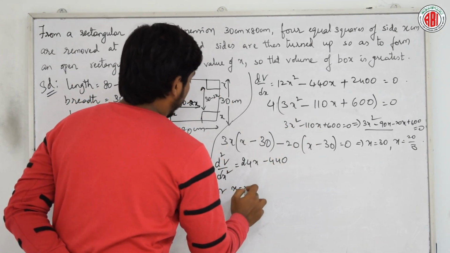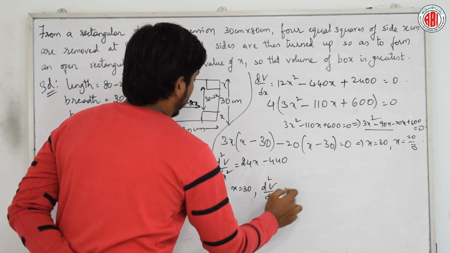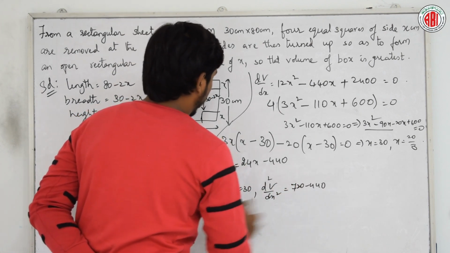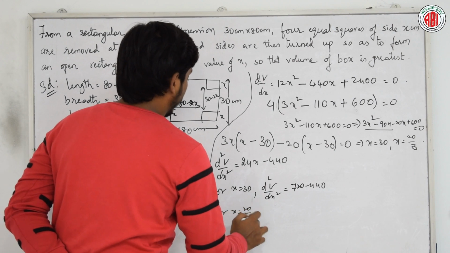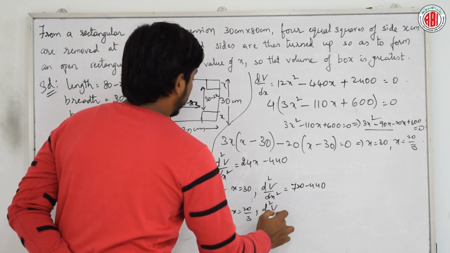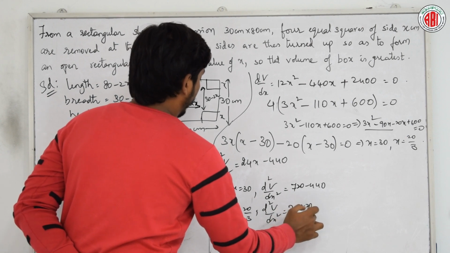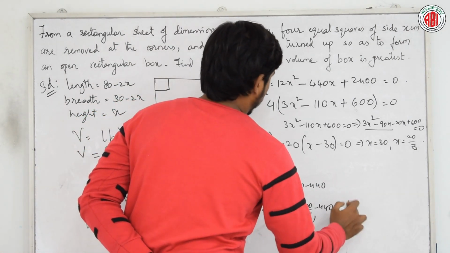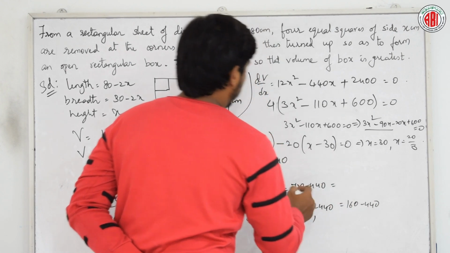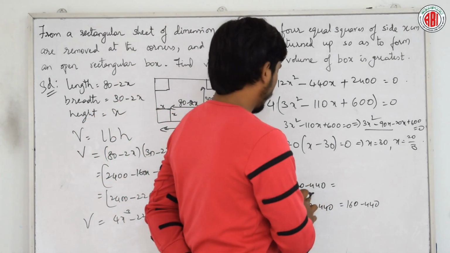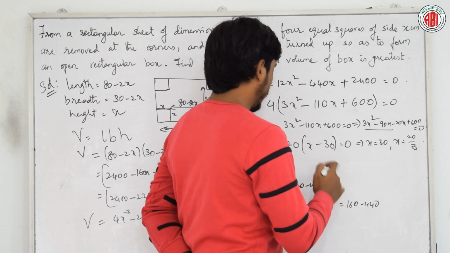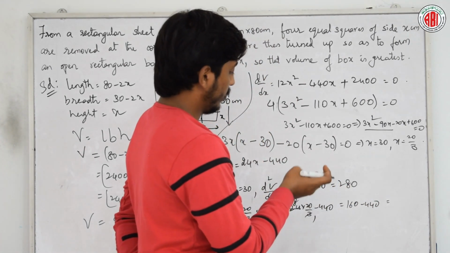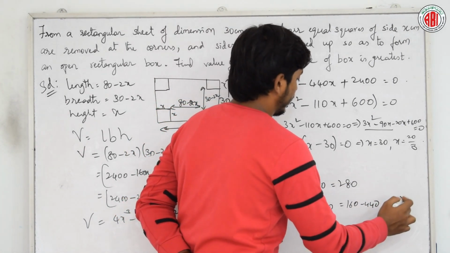For x equal to 30, d square v by dx square is equal to 24 3s are 720 minus 440. Similarly, for x equal to 20 by 3, d square v by dx square is equal to 24 into 20 by 3 minus 440. This will be 160 minus 440, and here it is 720 minus 440. How much is it? This is 280. And after 160, 260, 360, 460, this is minus 280.